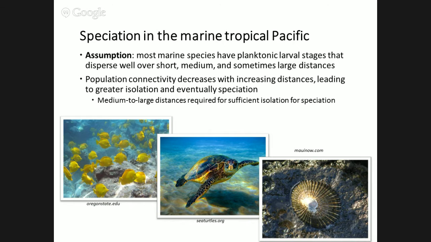And some of the really charismatic organisms that have been studied include things like the yellow tang, green sea turtles, and limpets, opihi. We know that population connectivity decreases with increasing distances, and there's been an assumption that this leads to greater isolation and eventually speciation. And corollary to that being that medium to large distances are required for sufficient isolation for speciation.